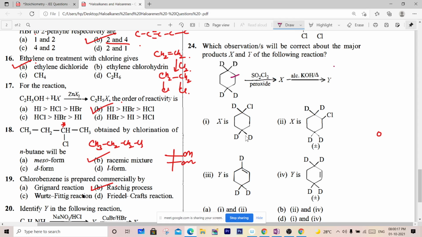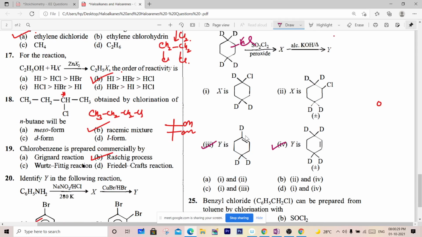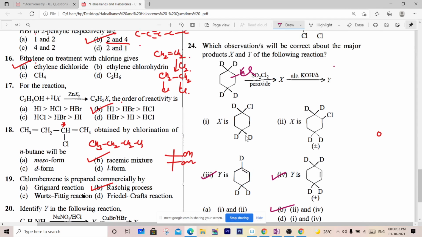Chlorine, alcoholic KOH, double bond. First of all, substitute this with chlorine and then alcoholic KOH. Either the second or the third will be formed. Third and fourth, B option. Got it now? This alcoholic KOH will cause a dehydrohalogenation. So any one of these can take place. Right. Okay.